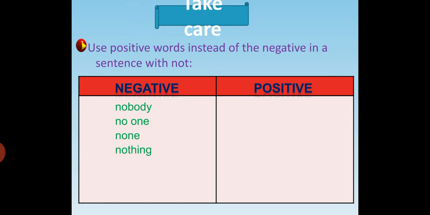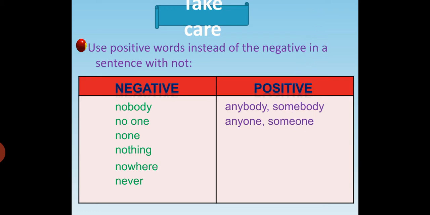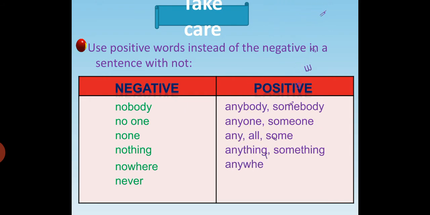Can you see some negative words like nobody, no one, none, nothing, nowhere, and never? What are their positive words, guys? Nobody, it's gonna be anybody or somebody. No one will be anyone or someone. None, it's gonna be any, all, or some. Nothing, anything, or something. Nowhere, anywhere, or somewhere. Never, it's gonna be ever or always.